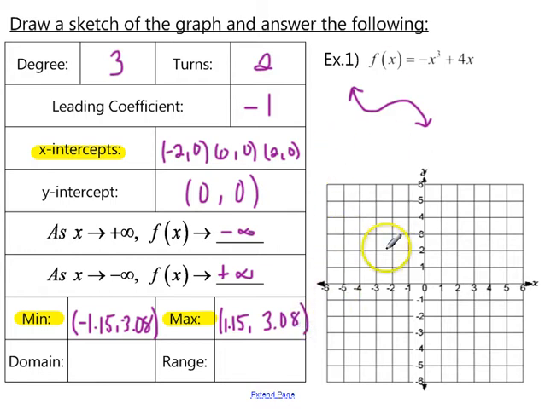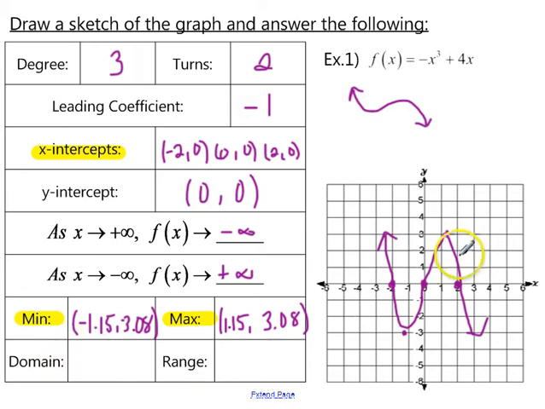And then we can go ahead and plot our points and sketch our graph. So we're going to plot the points that we have, (-2, 0), (0, 0), and (2, 0). We don't need to plot the y-intercept again because that was also one of our x-intercepts. Our min, we're going to approximate (-1.15, -3.08), and then our max, (1.15, 3.08). And then we know that this is going to be the general shape of our graph, so we're just going to try to connect our points in a general fluid motion. So this is going to be the shape of our graph.